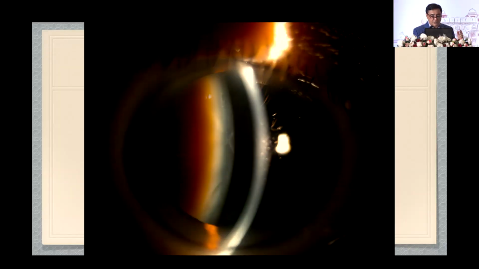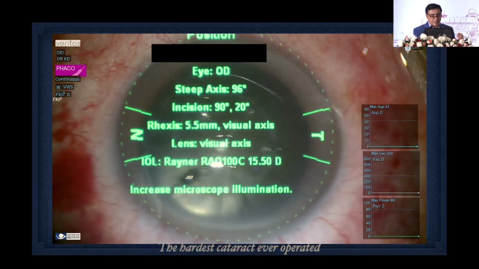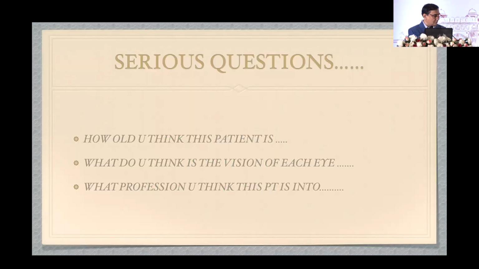Anybody? 6/9. 6/12, okay. See, these people normally are high myopes or they are diabetics, and their vision keeps on degrading, but they still see. So that's the reason they don't come to you. So the vision was 6/18, which is correct, and 6/12 in the other eye.